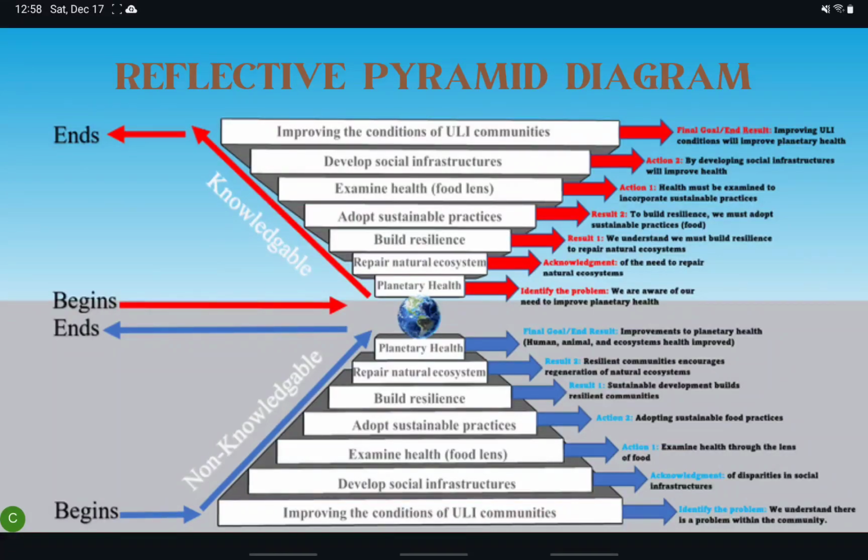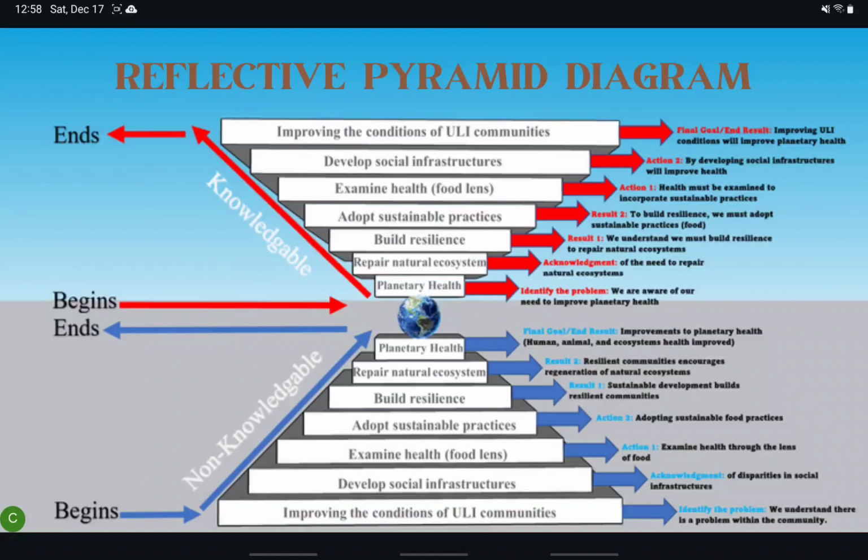After acknowledgement, we act by examining health, in this case through a food lens. While exploring health solutions, we find that sustainable food practices can be incorporated. By incorporating sustainable food practices, we come across our first result, the building of resilient communities. As a result of building resilient communities, the natural ecosystem is repaired. Finally, the end result of improving conditions of ULI communities improves planetary health. So we find improvements to the Earth and its organisms' health.